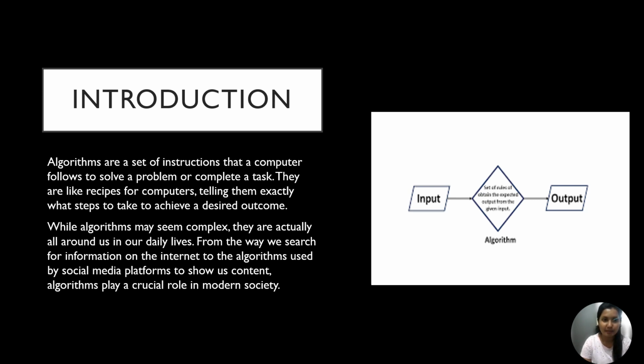Next, while algorithms may seem complex, they're actually all around us in our daily lives. From the way we search for information on the internet to the algorithms used by social media platforms to show us content, algorithms play a crucial role in modern society. The diagram of the algorithm: first input, then algorithm, and output.